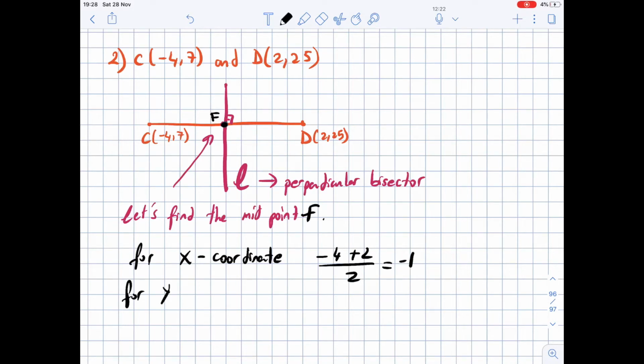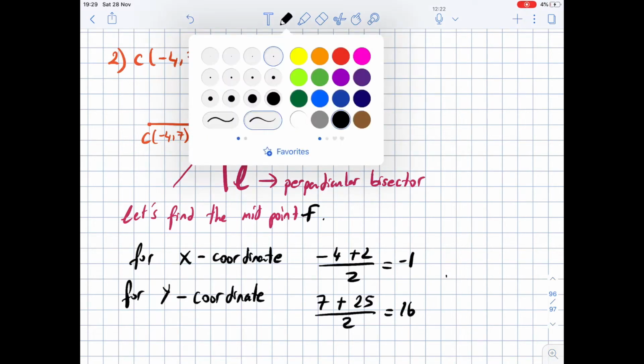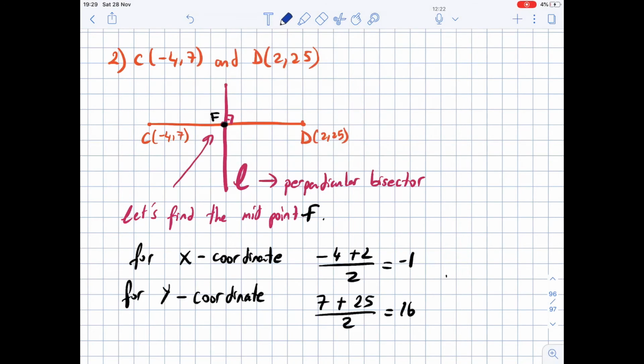For the y coordinate, we just add the y coordinate of C and the y coordinate of D and divide by 2, which will give us the y coordinate of the midpoint. So 7 plus 25 divided by 2 is 16. So 16 is the y coordinate of the midpoint. So midpoint F is (-1, 16).